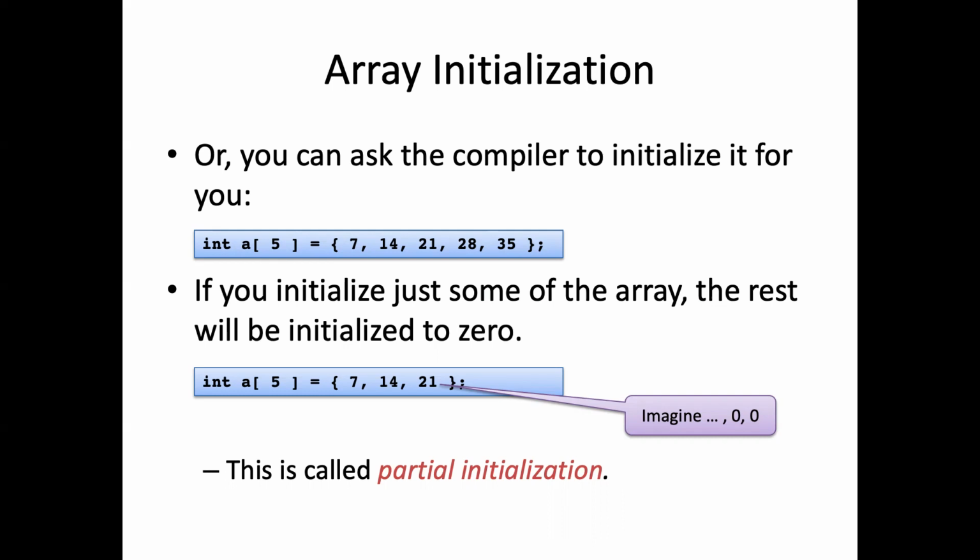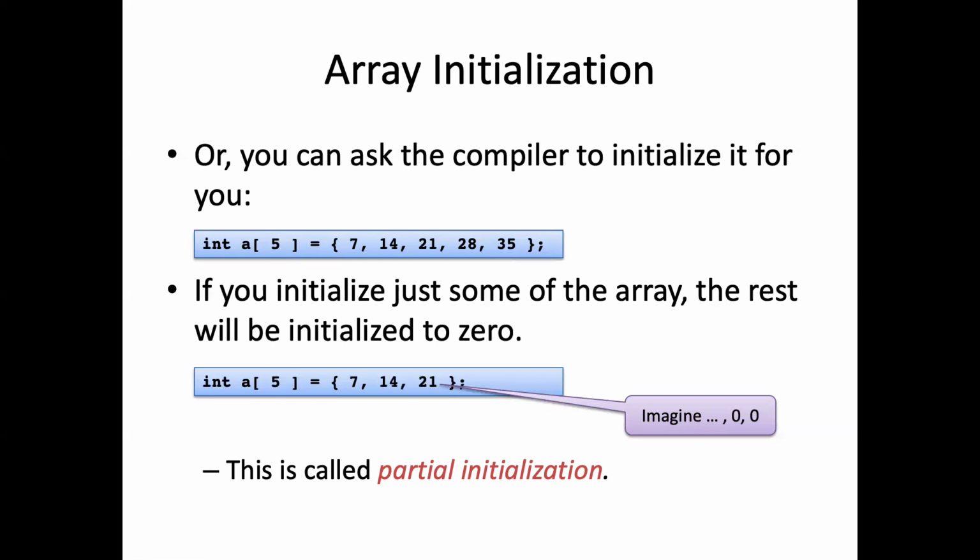So here I'm making a 5-element array. I'm telling the compiler, I want 7 to go in element 0, 14 to go in element 1, and so on. I was careful to make sure that the number of initialization values I gave matched the size of the array. So I said I wanted a 5-element array, and I gave exactly 5 elements. If you give fewer elements at initialization, that's called partial initialization, and that's okay.